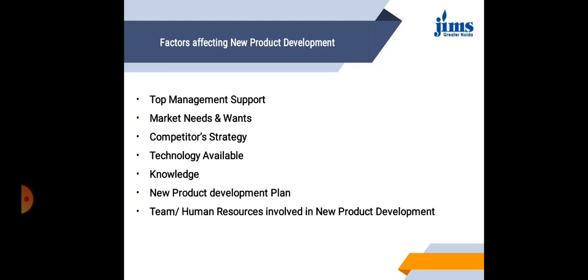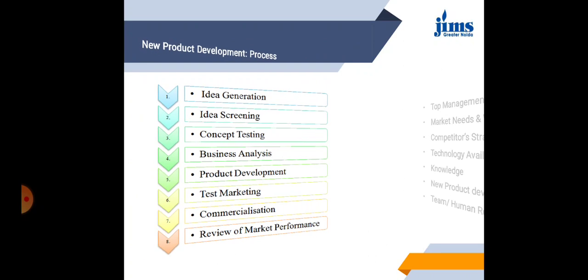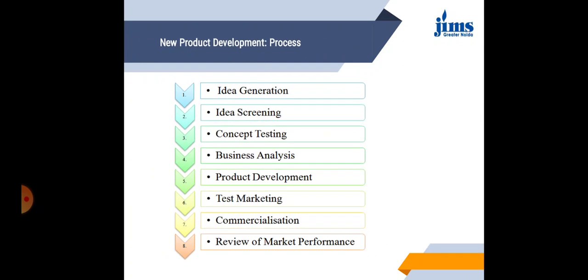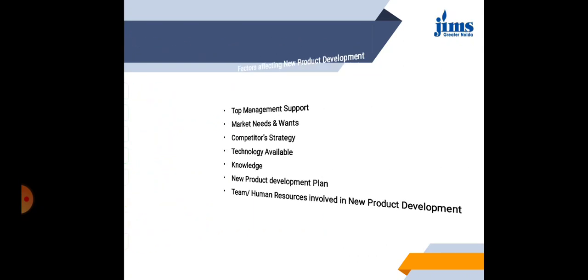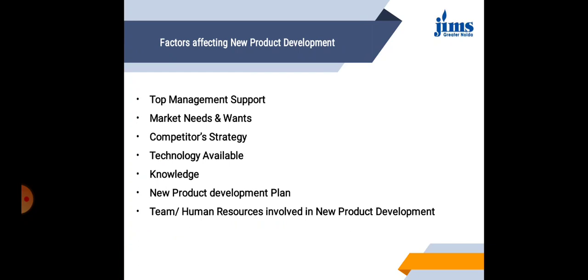Last but not the least, we should have a team of human resources, a team of people who should be involved fully in the new product development process. In the presence of an efficient team, the process of new product development gets implemented successfully, and in the vice versa case, there may be a failure in the process. So if you look at the diagram of the new product development process, we need these factors to be supporting the team which is involved in the new product development process.